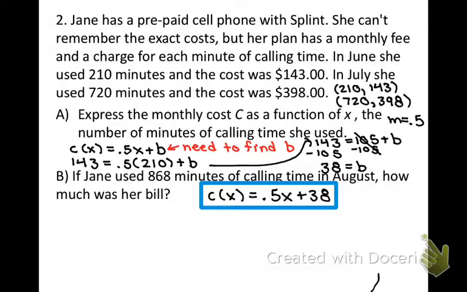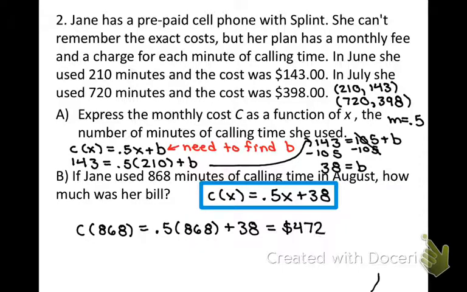Okay, now part B says that if Jane used 868 minutes of calling time in August, how much was her bill? So we need to plug in that 868. We are looking for C of 868. So we need to do 0.5 times 868 plus 38. And we are going to find that that gives us $472.